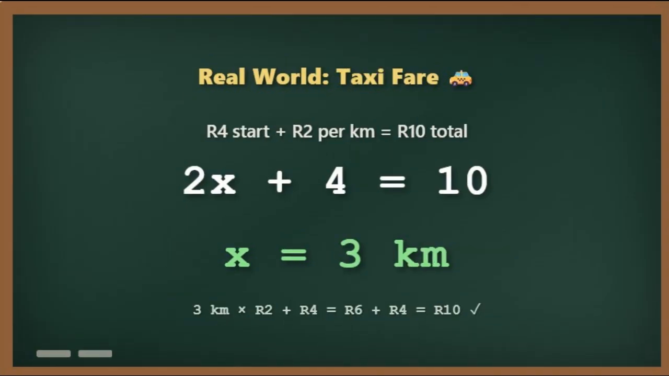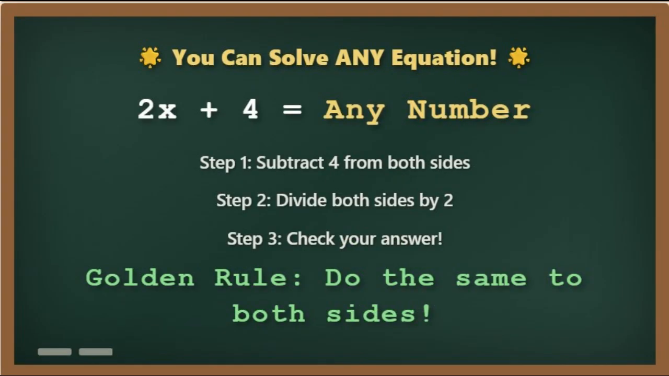Here's another one. A taxi charges 4 rand to start, plus 2 rand for every kilometer. Your total fare is 10 rand. How far did you go? 2x plus 4 equals 10, x equals 3. So you traveled 3 kilometers. See? Algebra isn't just symbols on a board, it's everywhere in your life.